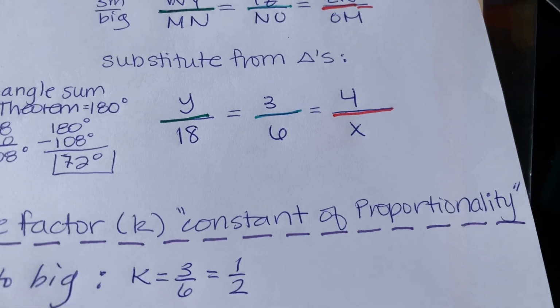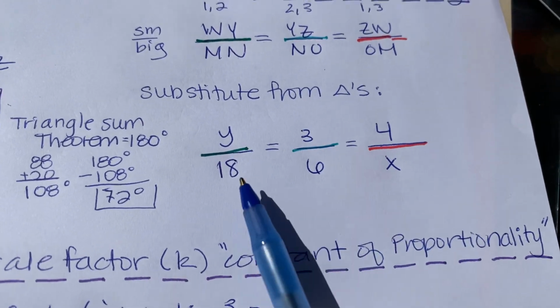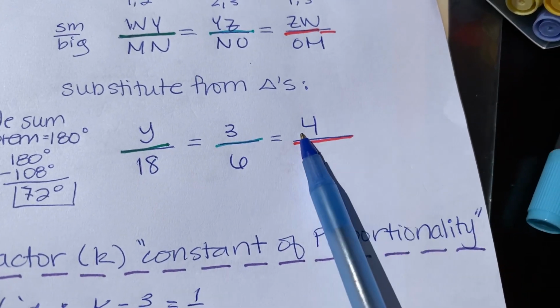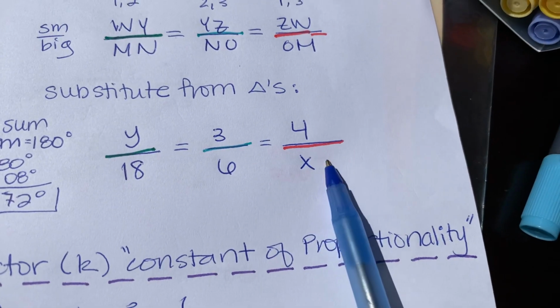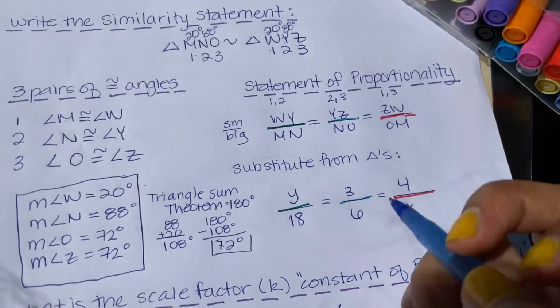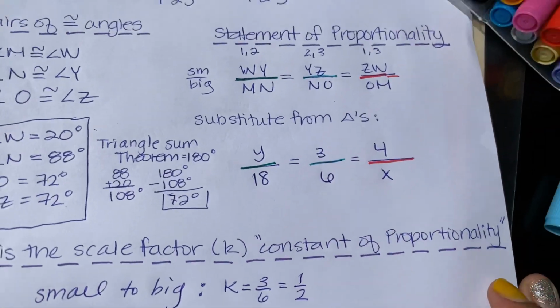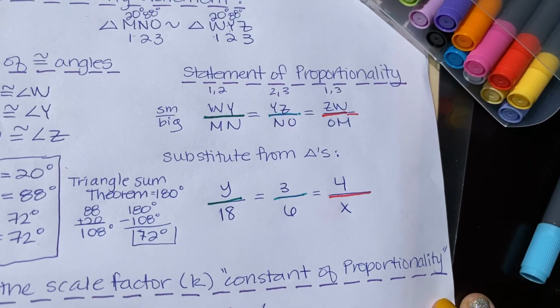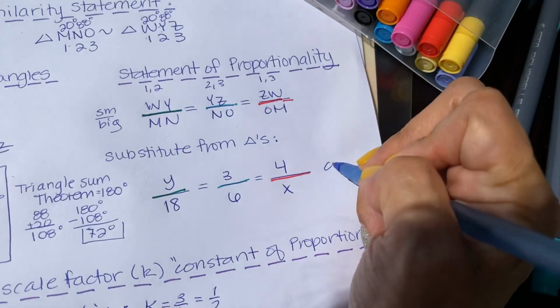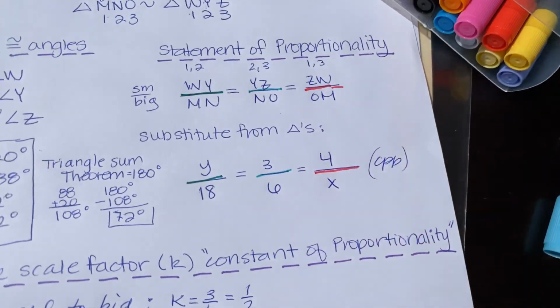Okay, so that's how you can start solving this in your head. So then you're like, oh, well, that's 18, that's 9, because I'm going to cut it in half. If this is 4, I'm going in the other direction, so I'm going to multiply by 2, that's 8. Right, but you have to do the work. Okay, so how do I solve for these unknowns? Cross product property. So CPP is how you solve.